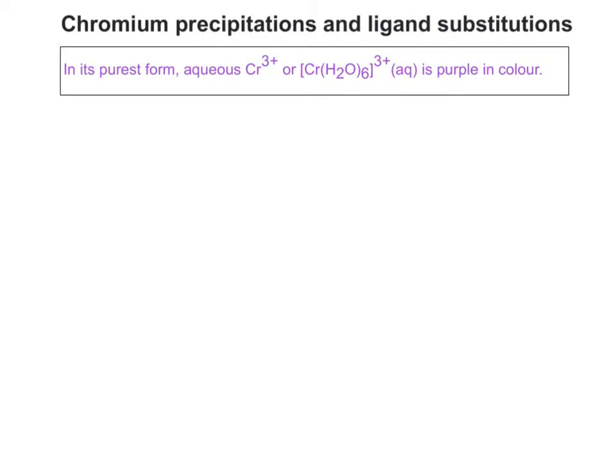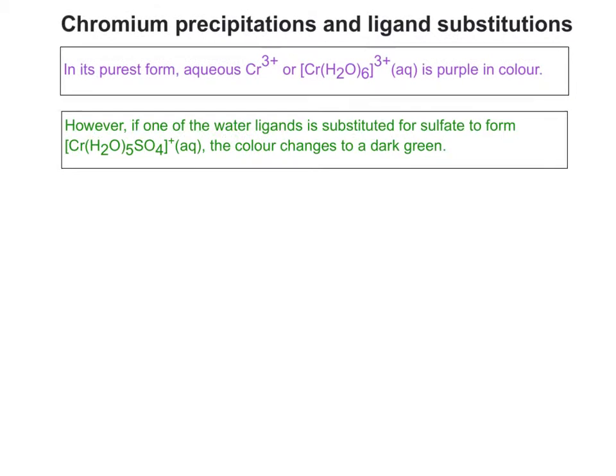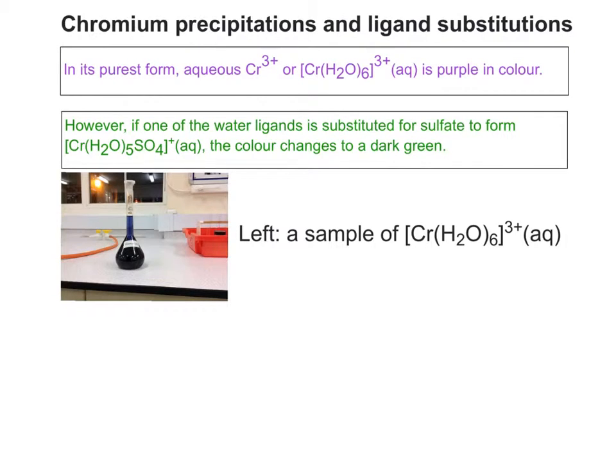So I think it's also important to spend a moment having a look at chromium, because that is on our specification. In its purest form, aqueous Cr3+, or to give it its full title, CrH2O6 3+, is purple in colour. But if you substitute one of the water ligands for a sulfate ligand, the colour changes to a dark green. So you can see quite clearly from the photo that it's got a purple hue to it. So let's have a look at some of the reactions that this chromium 3+ ion might undergo.